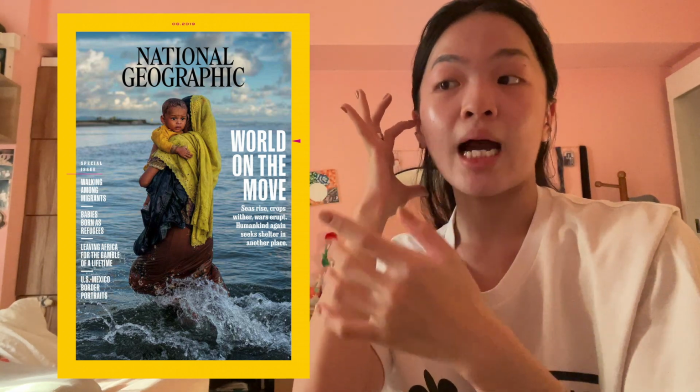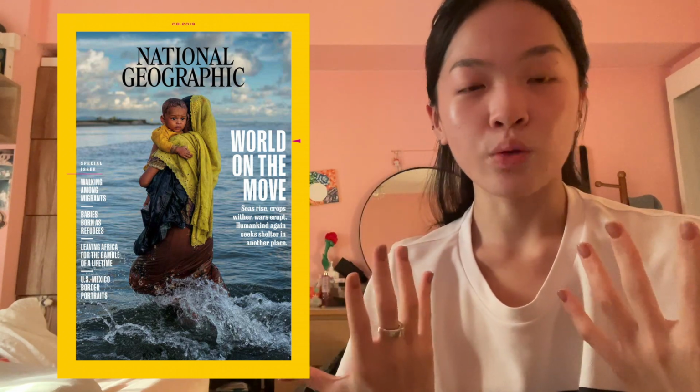Another thing I realized about the font is that they use different fonts for their title, National Geographic's own name, and the issue they're talking about. The issue is in bold words, and National Geographic's own title uses some form of italic words. And another thing I realized to be really interesting is that the title of the issue they're talking about, World on the Move, is the same size as National Geographic.